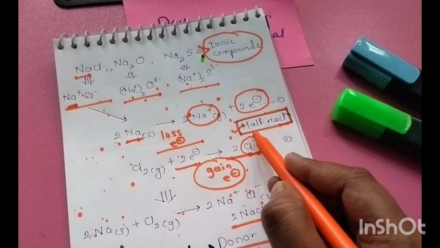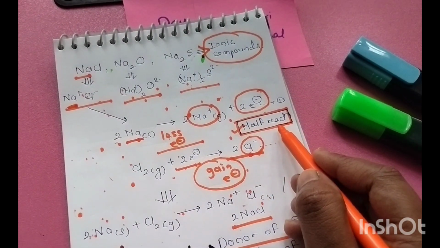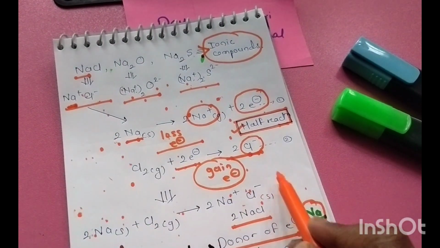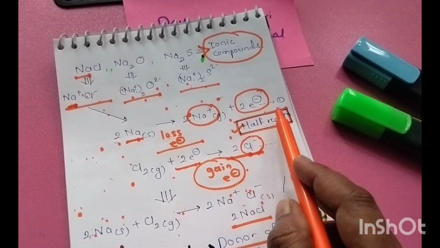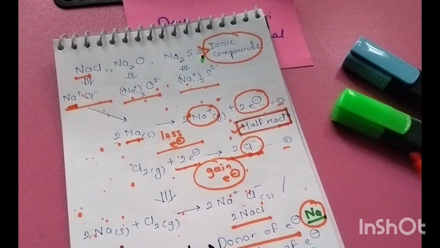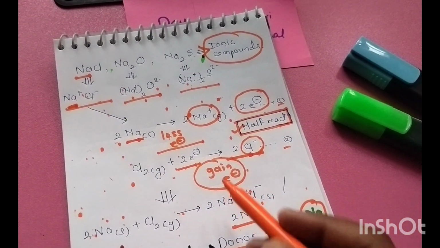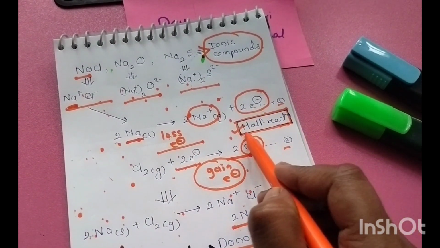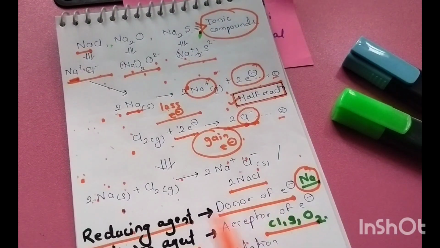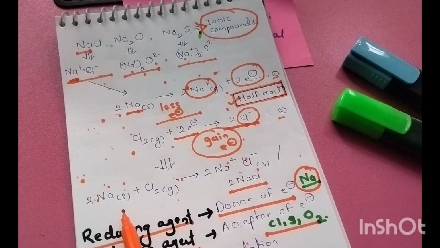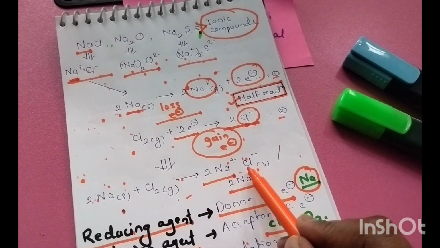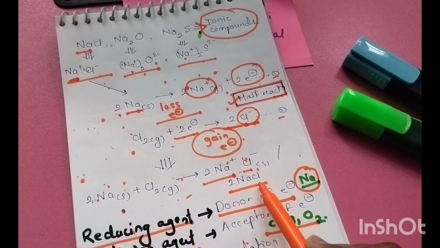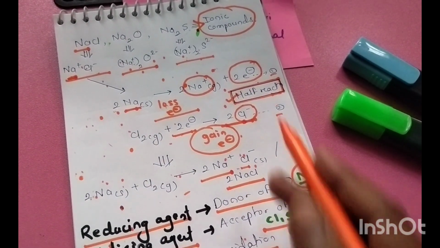Now we have to summarize this. Before that, just look at these half reactions. What is a half reaction? When we show the formation of ions, this type of reaction follows steps, step 1, step 2, more than two steps. Each step is called a half reaction. The overall reaction we can write as 2Na solid plus Cl2 gas, which gives rise to 2Na plus and 2Cl minus, or 2NaCl.